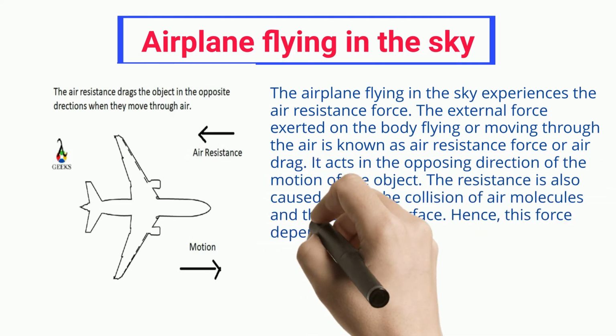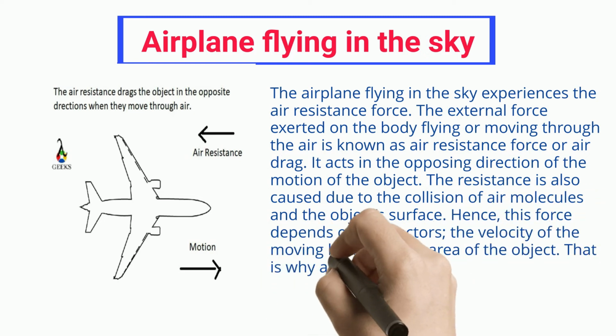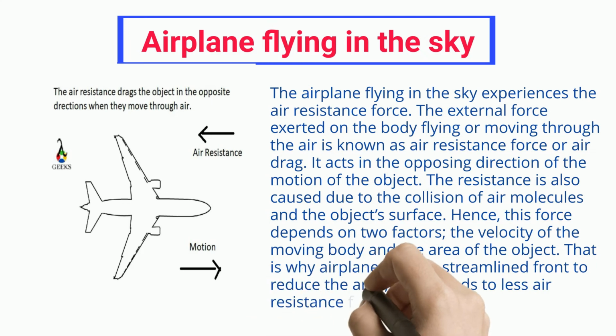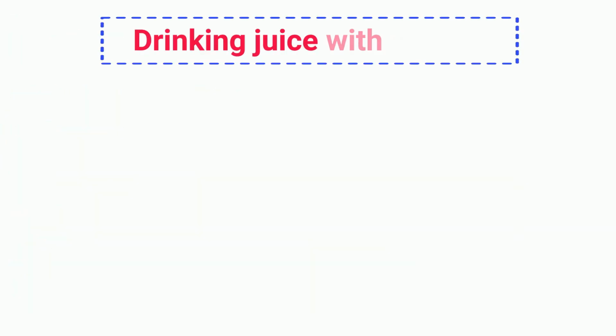The resistance is also caused due to the collision of air molecules and the object's surface. Hence, this force depends on two factors, the velocity of the moving body and the area of the object. That is why airplanes have a streamlined front to reduce the area, which leads to less air resistance force, and hence their easy movement.